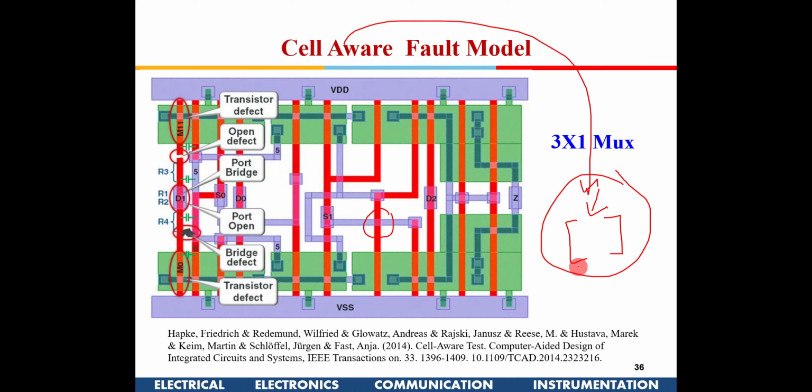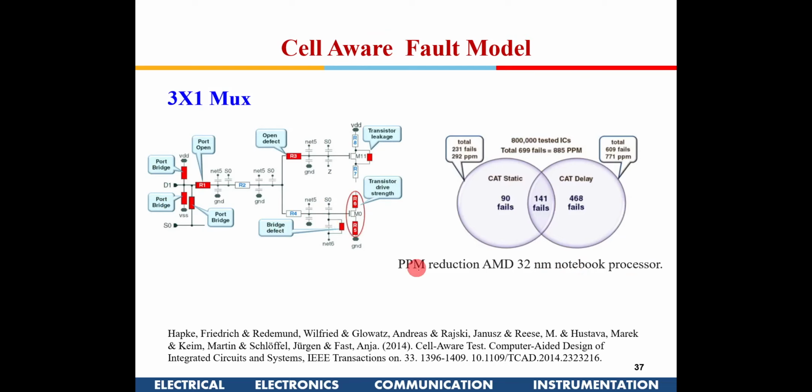If that is available, then it actually makes our testing a little faster and more realistic. So this says that because of the cell-aware fault model, with some static and delay faults covered, the total coverage is much higher.